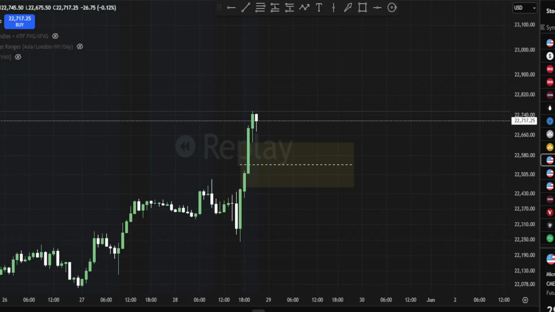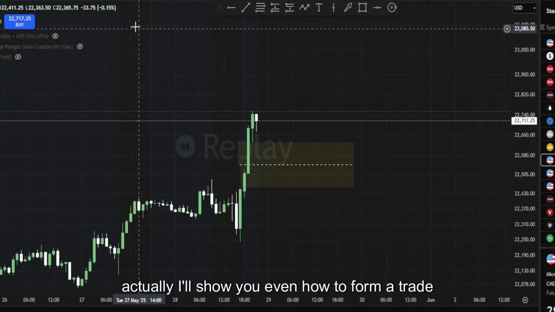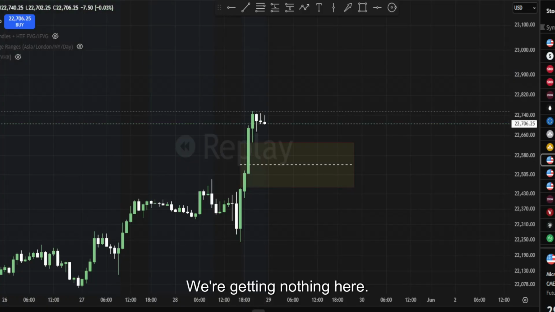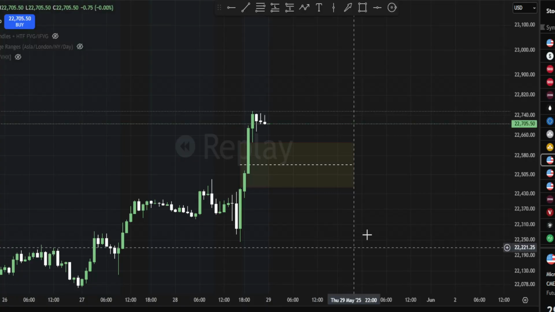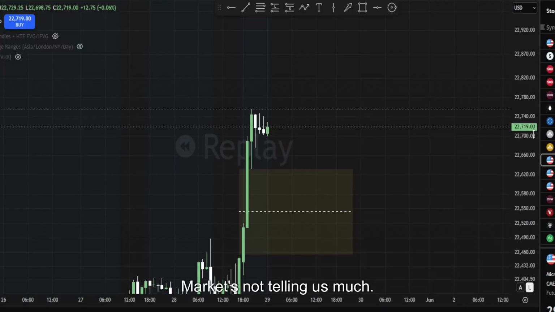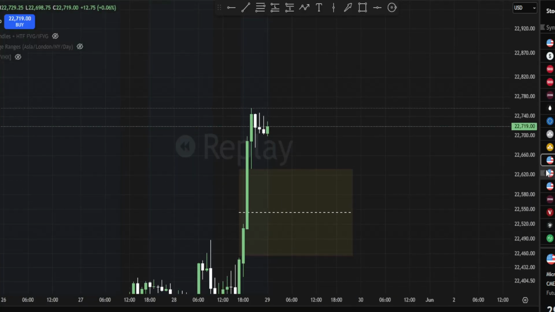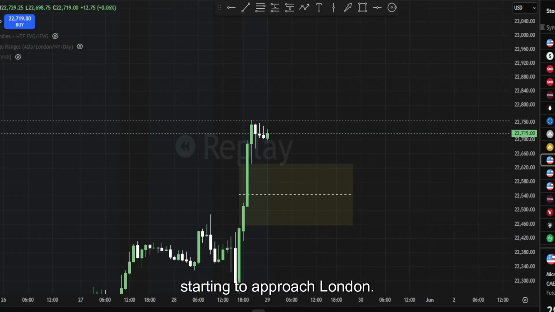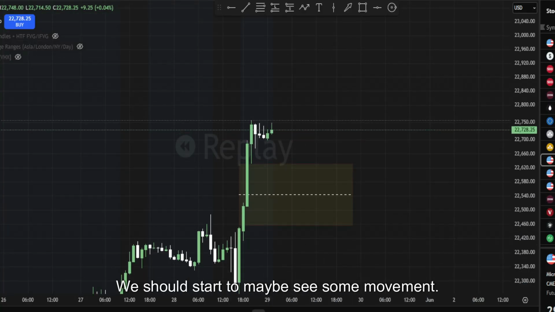I'll show you even how to form a trade out of this. So we'll wait. We're getting nothing here. We need more time. The market's not telling us much. So this is actually midnight, so we're starting to approach London. We should start to maybe see some movement.